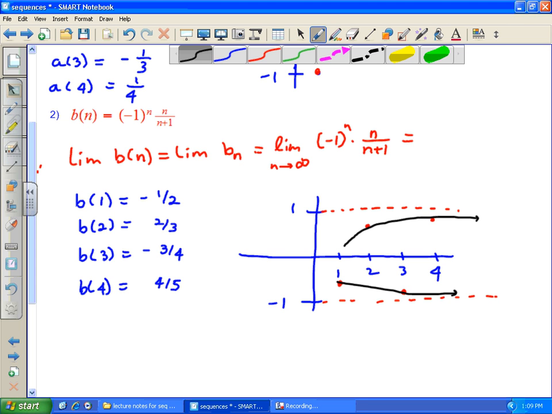But is it possible to have two values as n goes to infinity? If the limit exists, it should be a unique number, right? So in this case, does the limit appear to exist as n goes to infinity? If it exists, what is it?